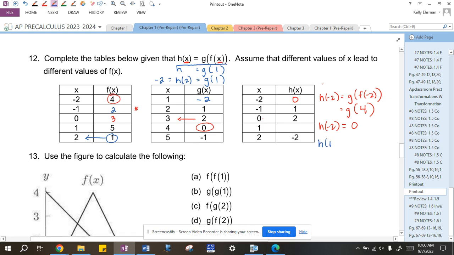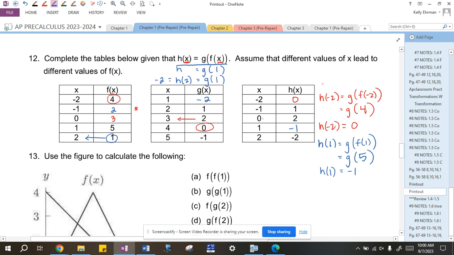Set it up. h of 1 equals g of f of 1. We don't know h of 1, but we do know f of 1. When the input's 1, the output is 5. Go to g. When the input is 5, the output is negative 1. So therefore, h of 1 is equal to negative 1.